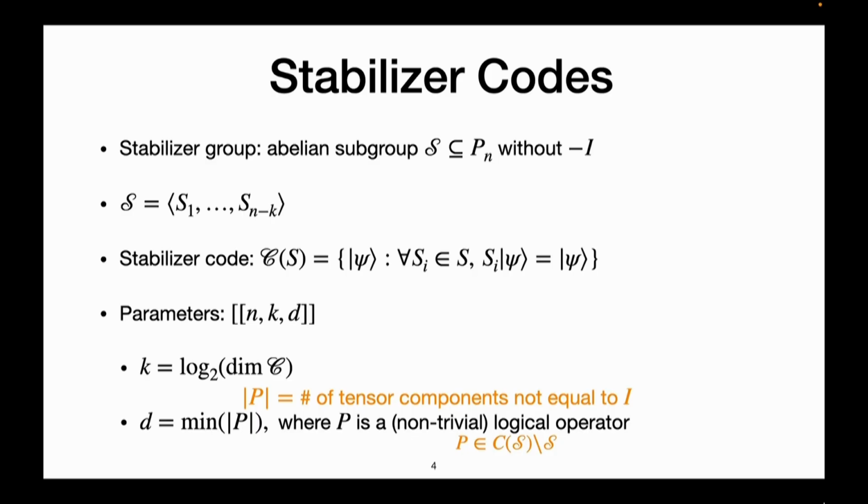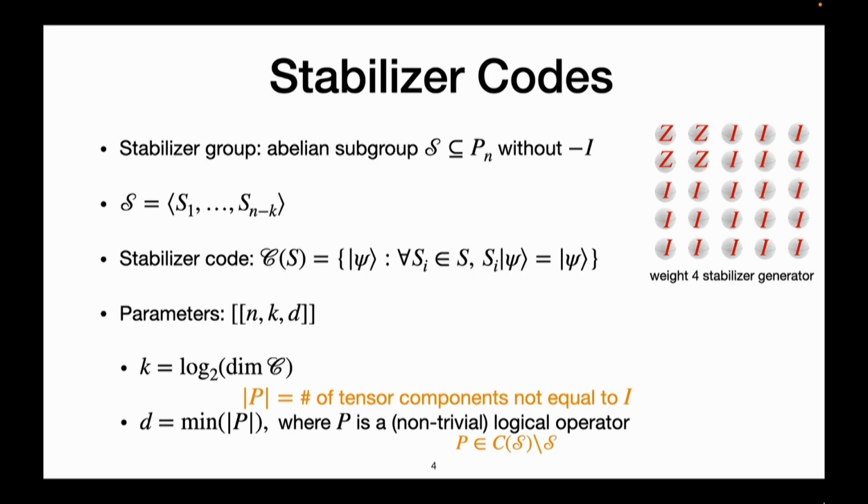As an example, here we have some physical qubits, and I'm going to define a stabilizer generator by saying that the action on all the physical qubits is the identity, except for acting with Pauli Z on the 4 qubits in the top left. Since there are 4 qubits being acted on by something that's not the identity, this would be a weight 4 stabilizer generator.